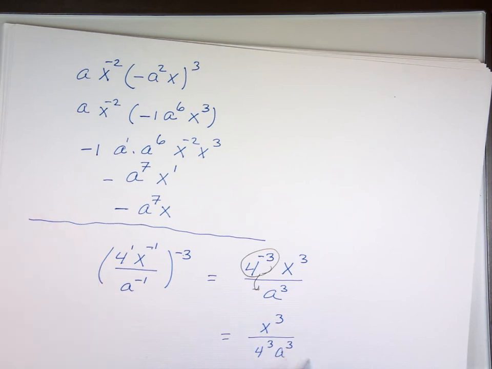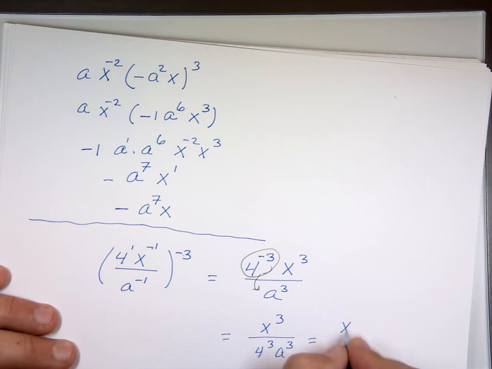That's the only thing that has negative exponents. What's 4 cubed? 4 times 4 times 4, which is what? 64. And that's my answer.